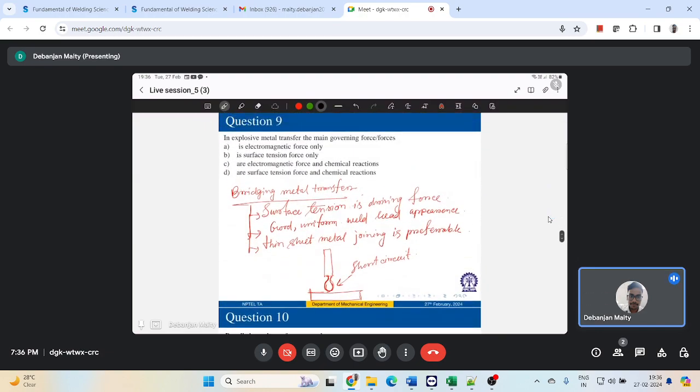Then I say in explosive metal transfer, the main governing force is what? Is it electromagnetic? Is it surface tension? Or the electromagnetic and chemical reaction? Which one is true? So over here, electromagnetic and chemical reaction is the main governing force which will govern the explosive metal transfer, right?